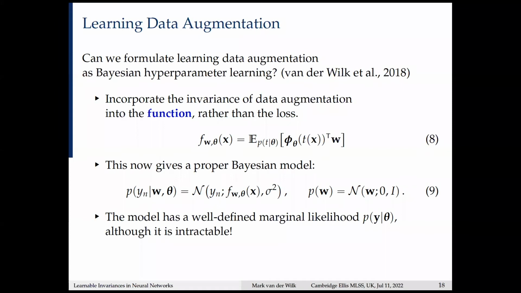Given this view on data augmentation, this now gives a well-defined marginal likelihood which we can optimize, at least in principle. The problem is that we can't actually compute it, because this integration over the data augmentation distribution is usually intractable. That's a typical problem that we encounter with Bayesian inference: intractable integrals.